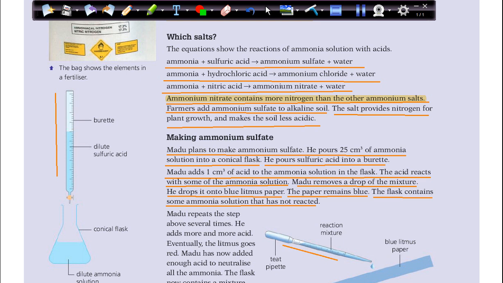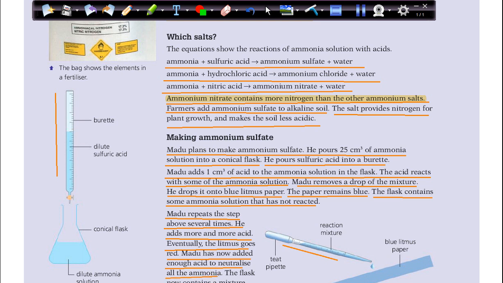So he took one drop and he dropped it on the litmus paper, and he found that it is still blue. Then he repeats the step above several times. He adds more and more acid. Eventually the litmus goes red. Madhu has now added enough acid to neutralize all the ammonia.